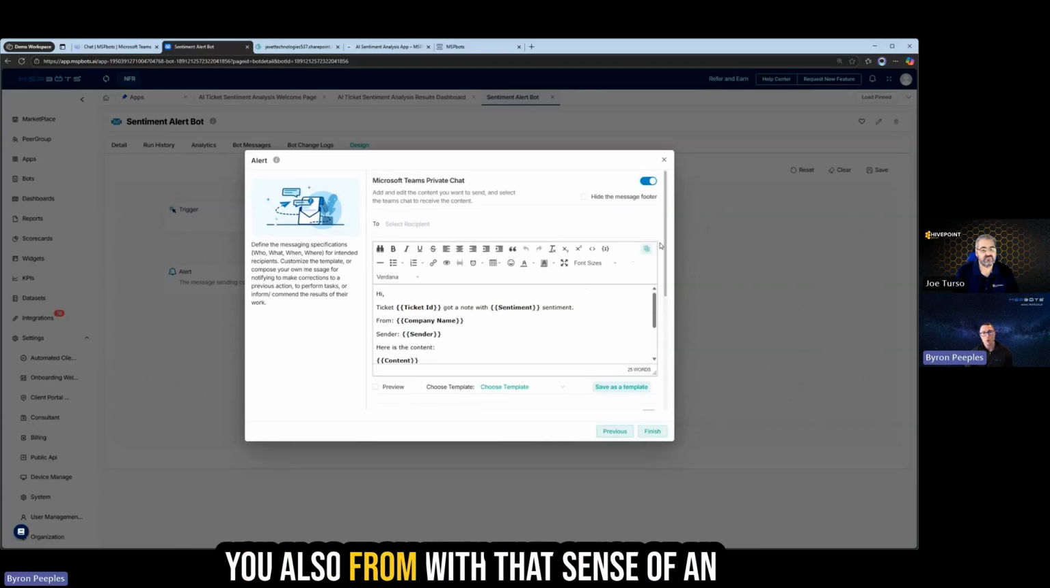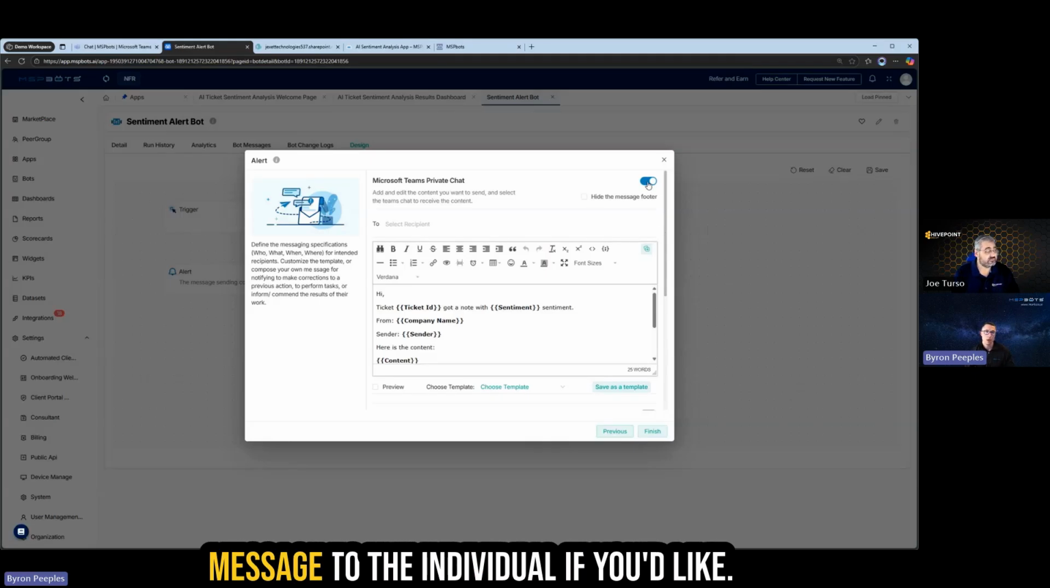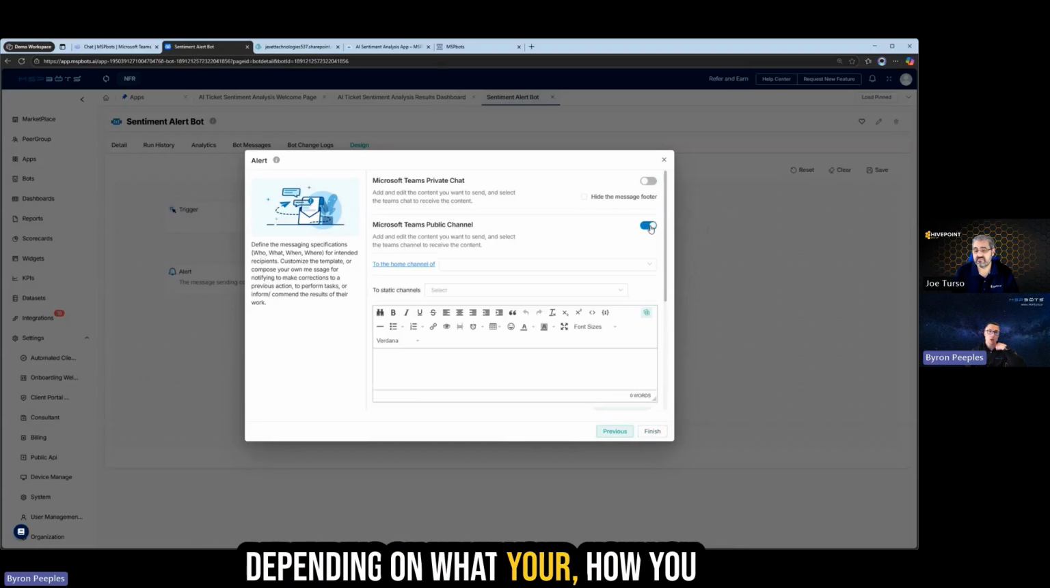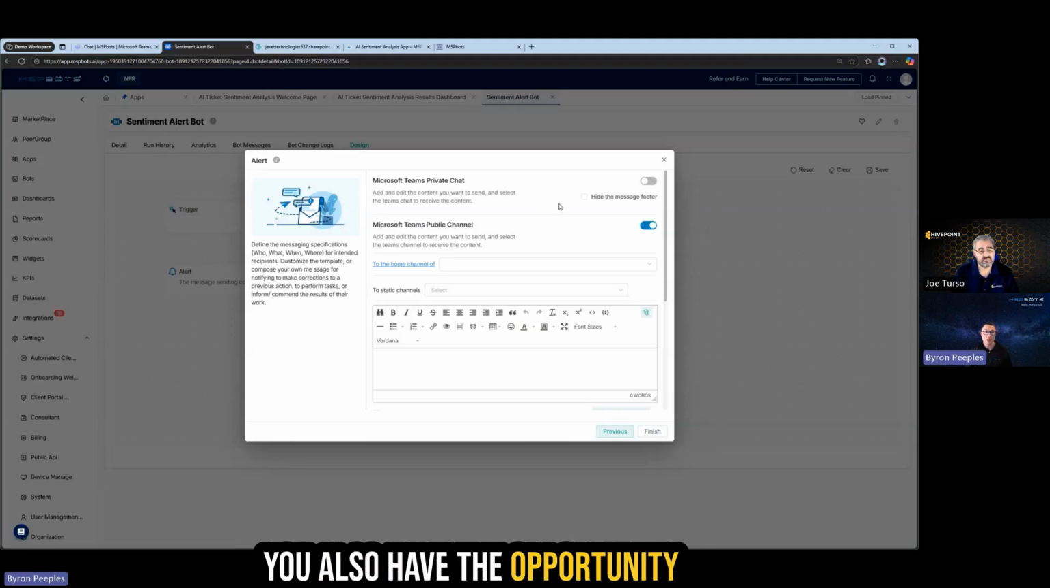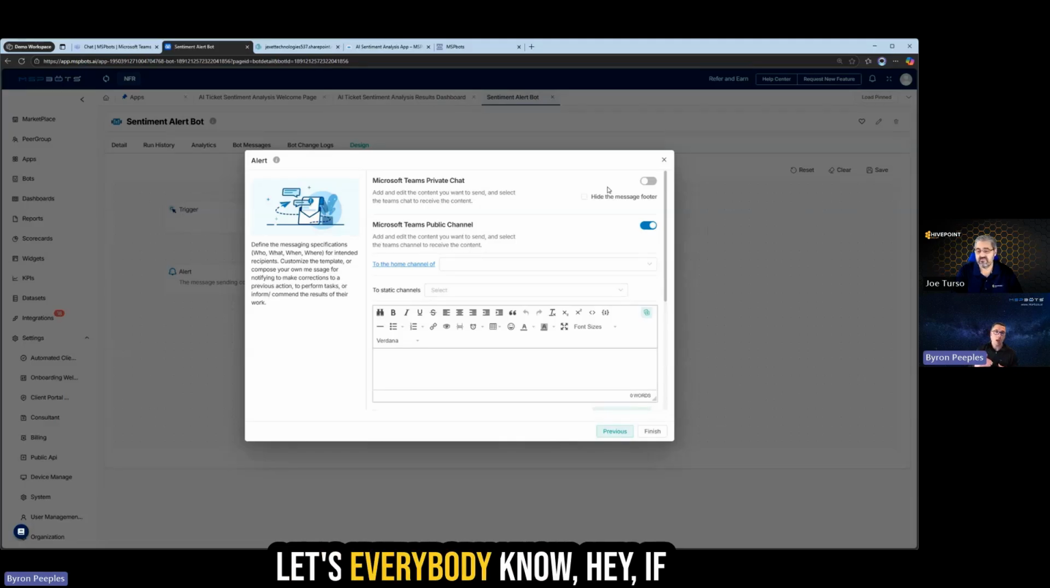With that sentiment alert, you can have this go to a direct message to the individual if you'd like, depending on how you want to deliver that message. You also have the opportunity to have it go to a public channel. Both have benefits. I found that designating a public channel for your critical alerts lets everybody know, hey, if there's an alert that pops up here, this is all hands on deck. We need to make sure that we address this appropriately.